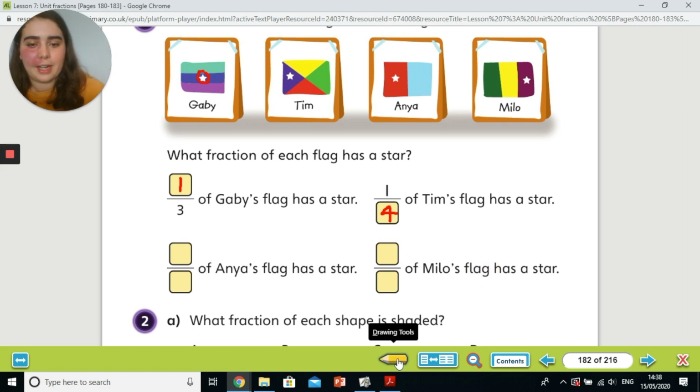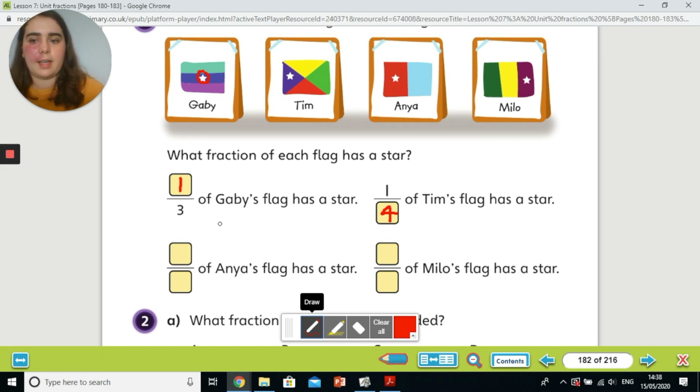Let's look at Anya's flag. How many parts has Anya's flag been split into? It's been split into 2 parts. So 2 would be our denominator, our bottom number. And how many parts of Anya's flag have a star on? It's the red part, and it's 1. So how do we say that fraction? 1/2 of Anya's flag has a star on it.